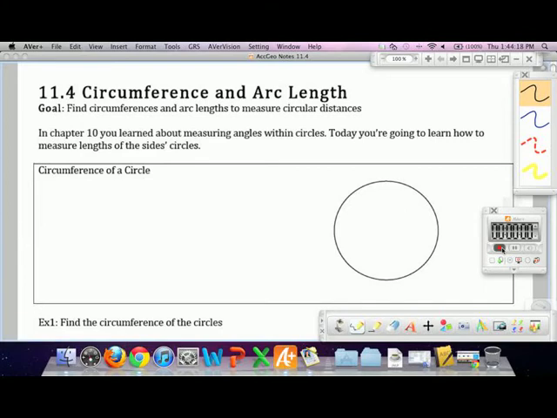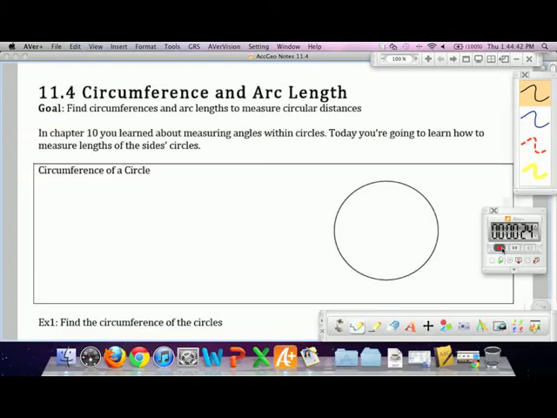Okay, let's recall. As I just mentioned, we're going to dive back into circles today. We're going to look at arc length, or distances traveling around the edge of a circle. The basis of this is going to be the circumference formula for a circle. So, do we remember the formula for the circumference, or the distance around the circle?